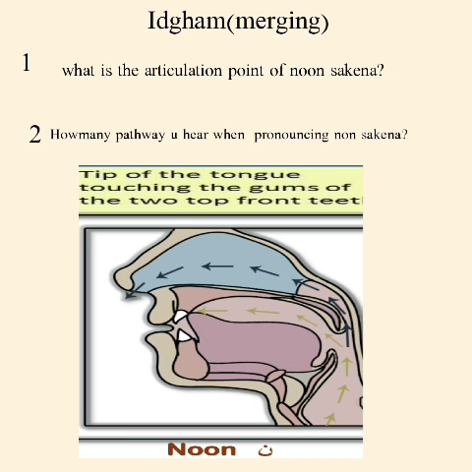As you see in the picture, the articulation point of nun sakina, which we studied before, is the tip of the tongue touching the gums of the two top front teeth, okay? And how many pathways do we see in the picture? We have two pathways. So the makhraj of the nun sakina has two pathways. The first one is the articulation point in the mouth by the tongue, and the second pathway is the nasal cavity, okay? That's called ghunna.